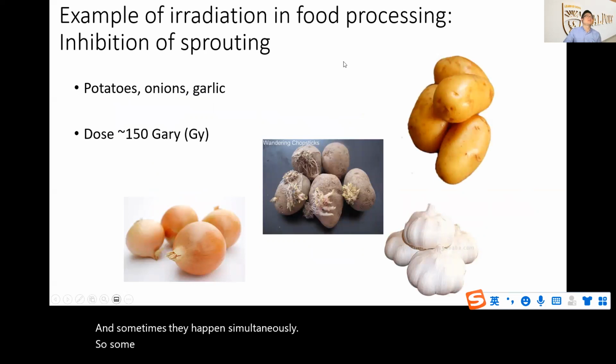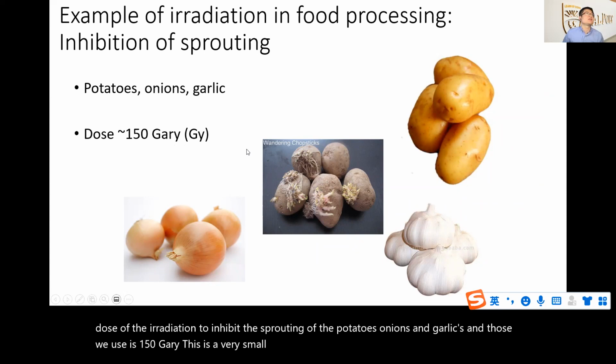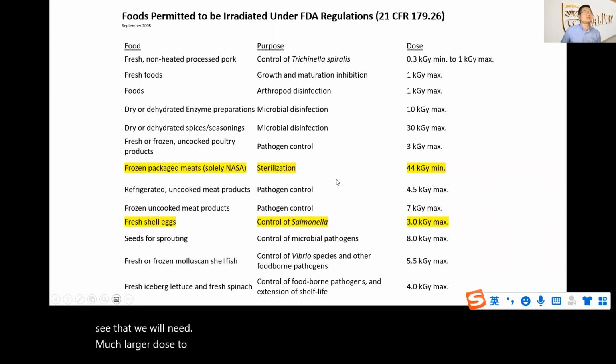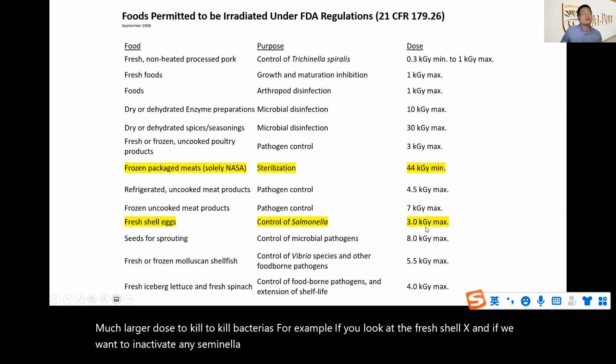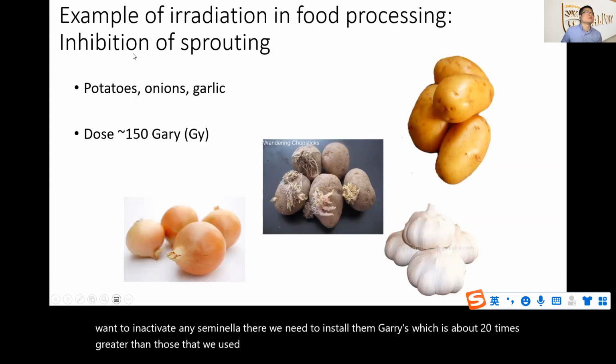Some examples of how we use food irradiation in the industry: we use a very small dose of irradiation to inhibit the sprouting of potatoes, onions, and garlic. The dose we use is 150 Gray. This is a very small dose because if you look at the table here, you'll see that we need a much larger dose to kill bacteria. For example, for fresh shell eggs, if we want to inactivate any salmonella there, we need 3,000 Gray, which is about 20 times greater than the dose that we use to inhibit the growth of the sprouts.